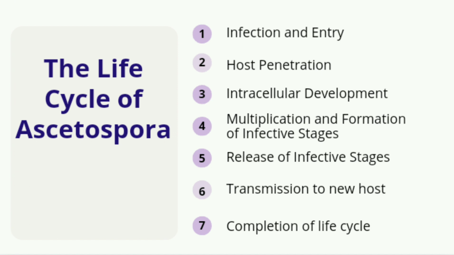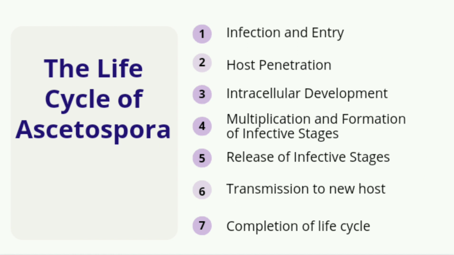The life cycle often begins when the ascetosporian spores come into contact with a suitable host organism, usually a mollusk. Second is host penetration. The ascetospores penetrate the host tissues, often targeting cells, tissues, and body cavities of mollusks. The third stage is the intracellular development. Once inside the host, the ascetospores undergo development and the parasites often become intracellular, affecting the host cell.